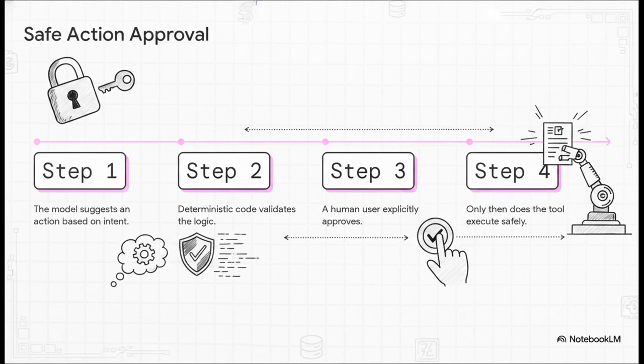You don't want your AI deciding it feels generous and giving away a $1,000 refund just because a user typed "pretty please." That's why we use a safe design timeline. Step 1, the model suggests an action based on its reasoning.